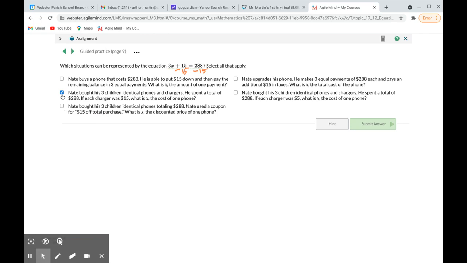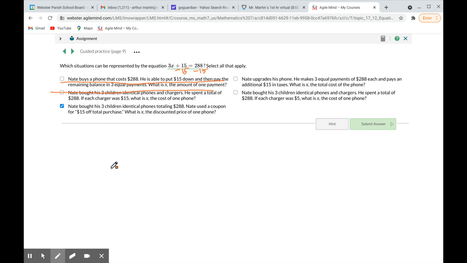I picked the wrong one. Nate bought his 3 children identical phones totaling 288. He used a coupon for 15. If each charger was 15, that means you'd have to do 15 how many times? 3 times. And I'm glad y'all can read good.